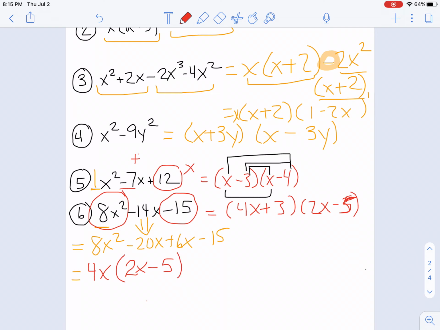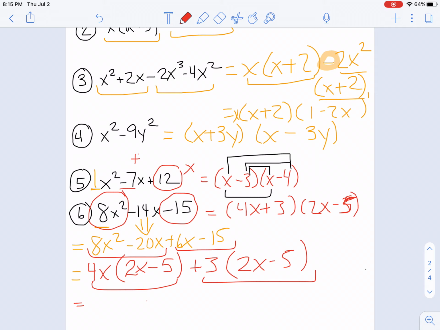And then from the second group of terms, the 6x and the minus 15, I can pull out a plus 3. So I'm left with 2x minus 5. And then factoring by grouping, I've got those common factors of 2x minus 5. And I'm left with 4x plus 3.